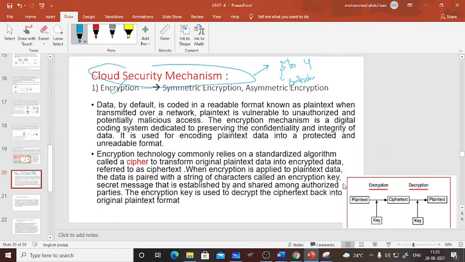There is a plain text. We add some key for protection, and we call that encryption. When the key is added, we get ciphertext. When it is decrypted with the key, we get the plain text back. Let's take an example.